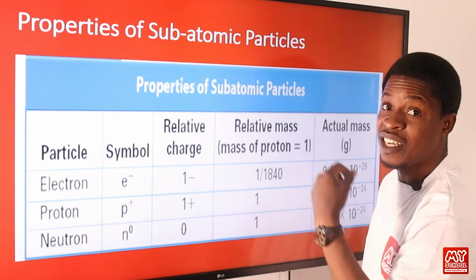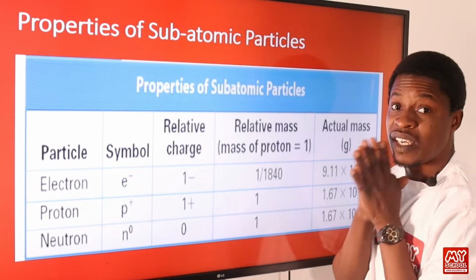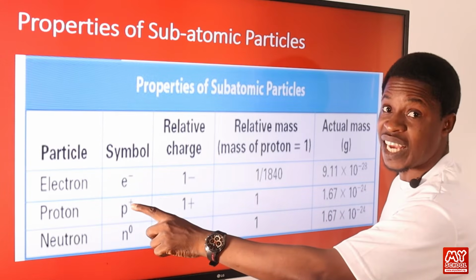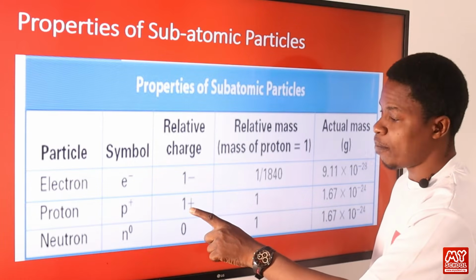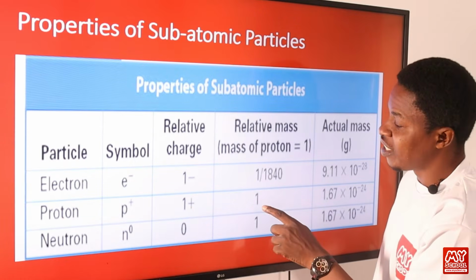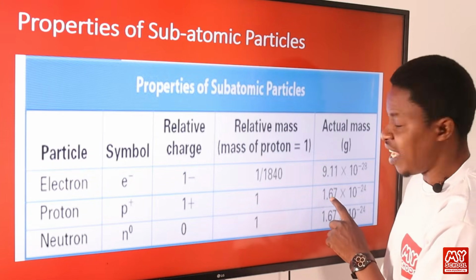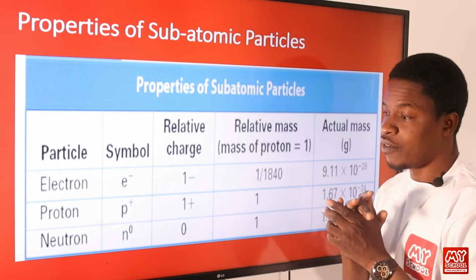Also, the proton is another subatomic particle that we can find in the atom of an element, and the proton is positively charged. You can see that the relative charge is +1, and the relative mass is 1, and then the actual mass of the proton is 1.67 times 10 to the power of -24.